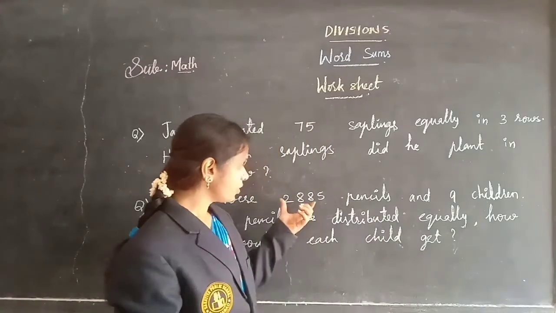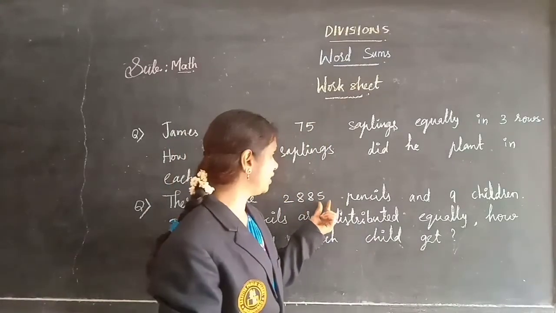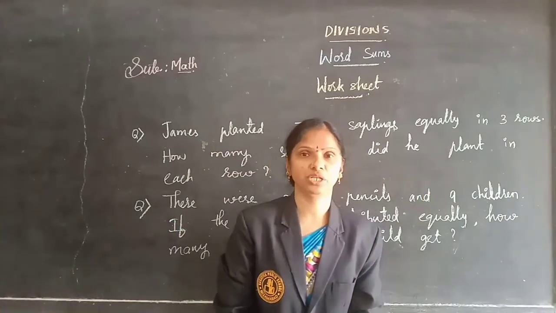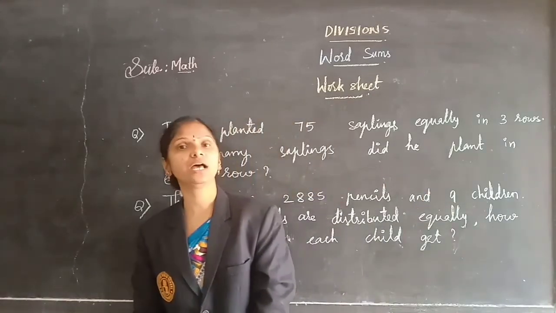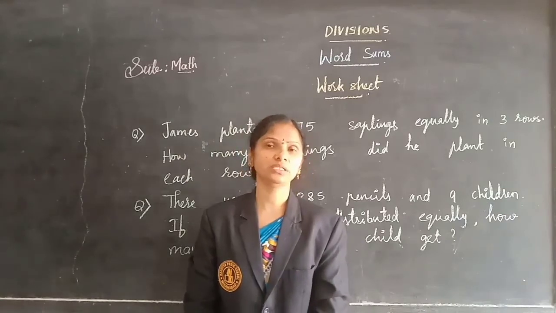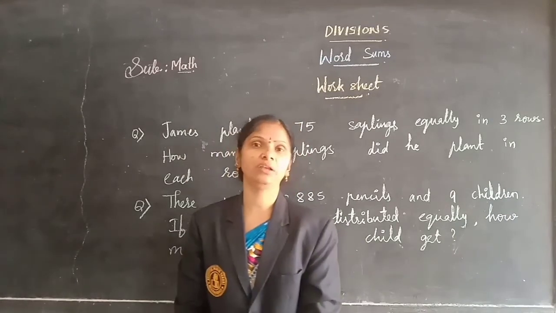It means 2,885 you divide by the 9 table, children. Okay, whatever the quotient you are getting, that is the answer, means that many pencils each child will get, children.